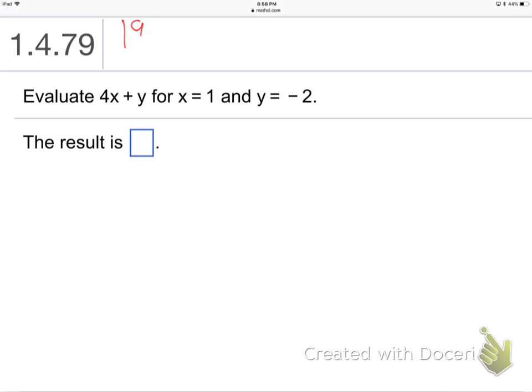So number 19. So try that when they're telling me x is 1, y is negative 2. Plug those into the formula. Plug those in and work it out.